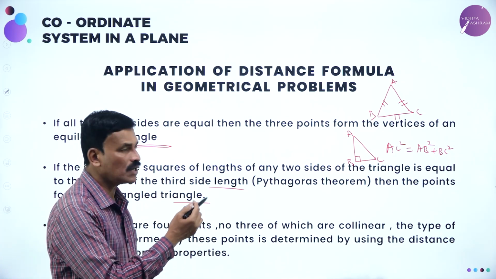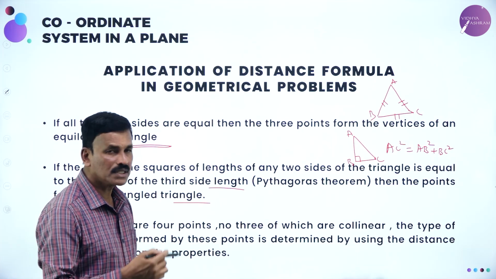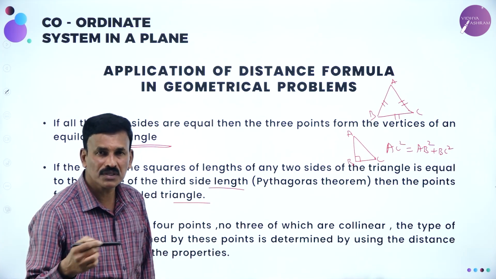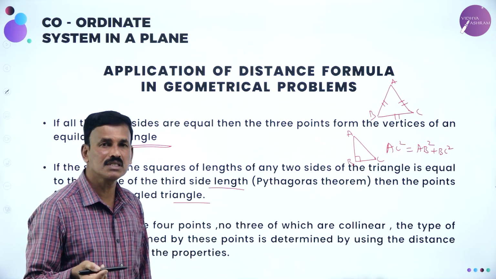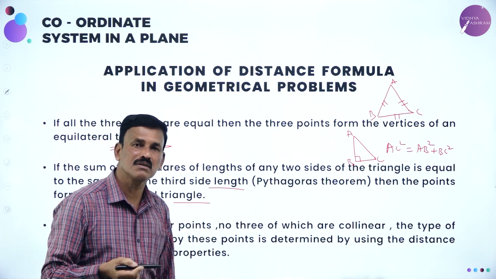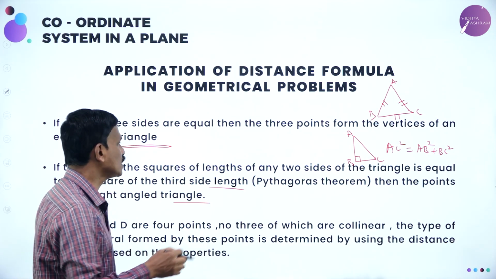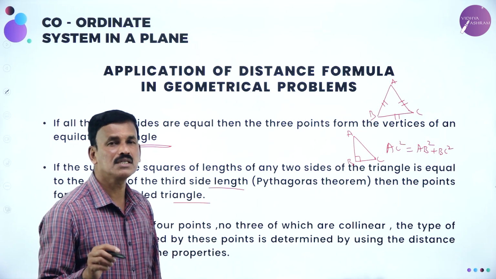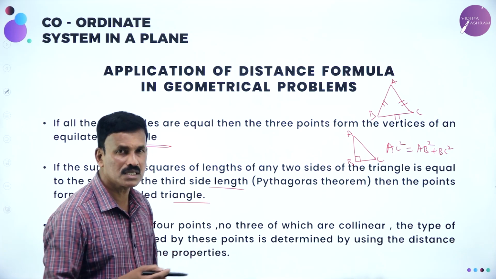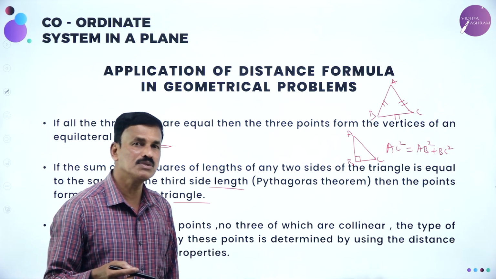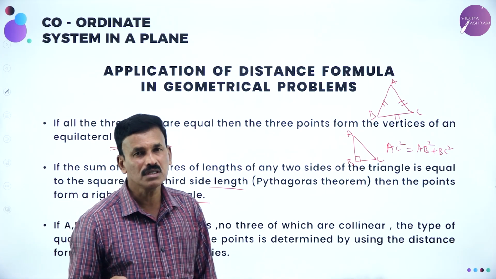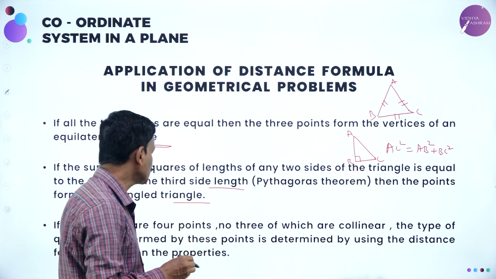Suppose the Pythagoras theorem is verified, that is, the hypotenuse square is equal to the sum of the squares of the other two sides, AC square is equal to AB square plus BC square, then it is called a right angle triangle. If two sides are equal and you verify the Pythagoras theorem, AC square is equal to AB square plus BC square, then it is called an isosceles right angle triangle.